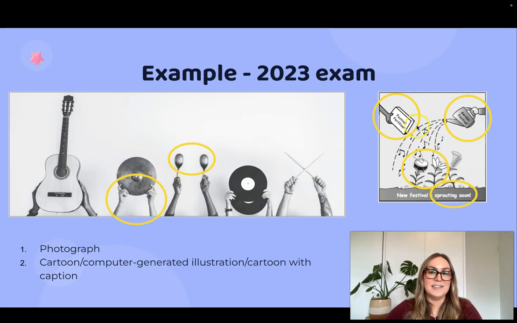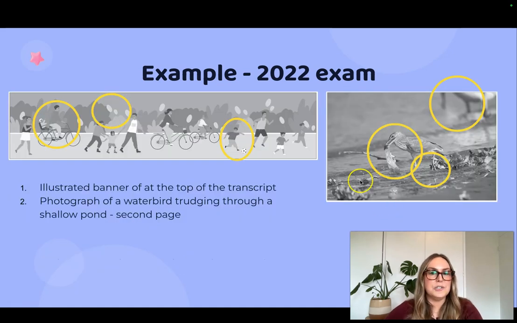In 2023, we had a photograph here and a computer-generated cartoon with caption. And again, I've just highlighted some of the features that you could write about and link to language. In 2022, this was actually a header at the very top of the piece, and I would be really thinking about the fact that this focuses in on community with a backdrop of a beautiful, luscious nature preserve. This idea that nature and community can go hand in hand and that community get to enjoy nature, and particularly focusing on the different kinds of people within the community who get to enjoy this.